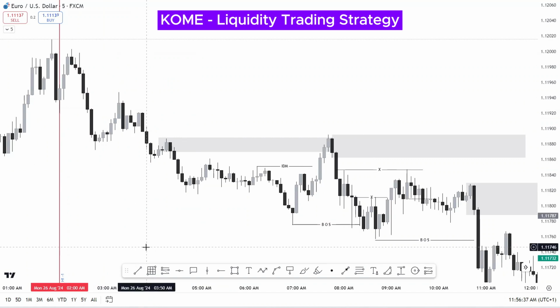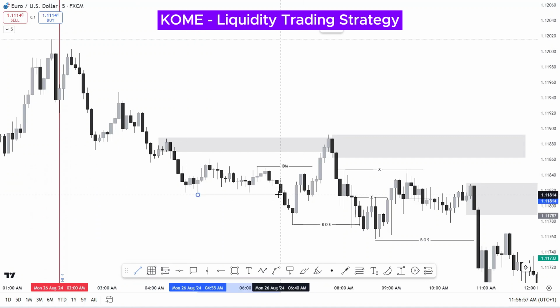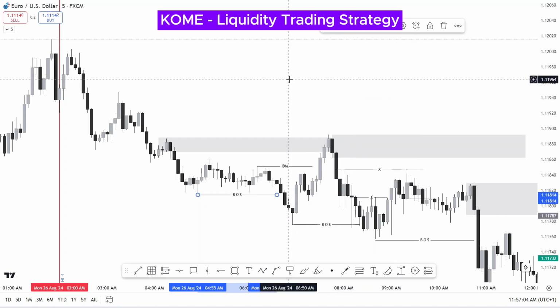The first thing that you have to pay attention to is the break of structure. So after you have identified the market direction, this vertical line signifies that I'm currently bearish, and I won't go into details on that in this video today. I just want us to learn exactly how we can begin to navigate the market. So first, we need to identify our break of structure.